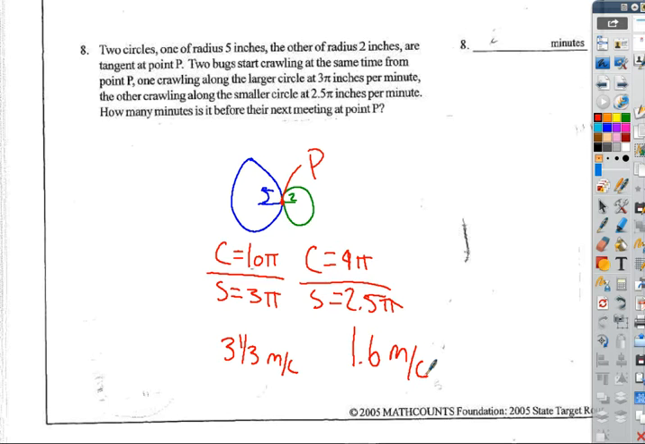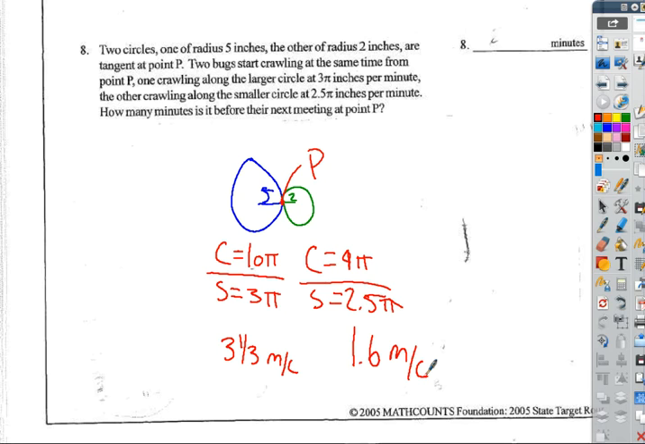Okay, so the next thing we want to do to figure out when they will meet again at point P is to find the least common multiple of 3 1/3 and 1 3/5. To do that, you can use your graphing calculator, because this is Target Round. You can use the table function, or you could use the least common multiple function. However you determine the least common multiple of those two numbers, you will find that it is 40.